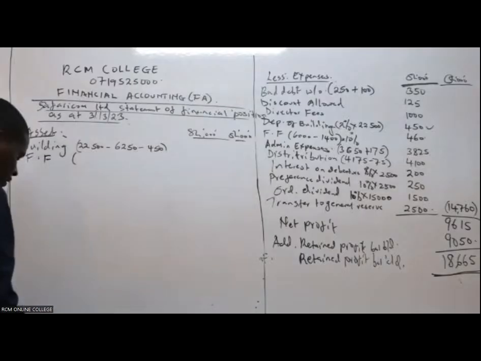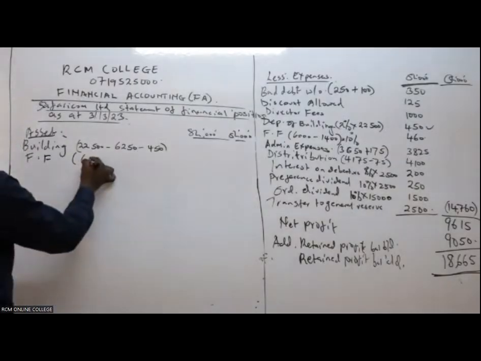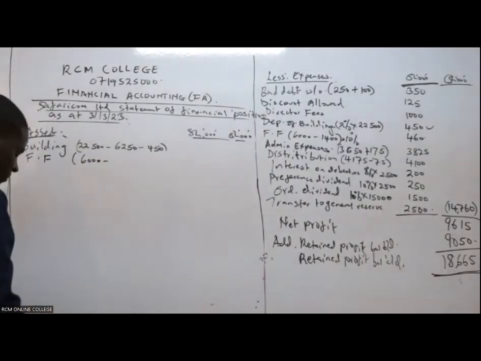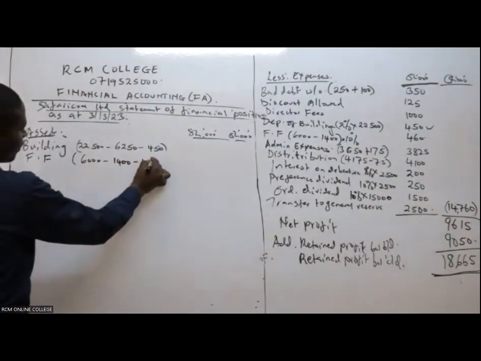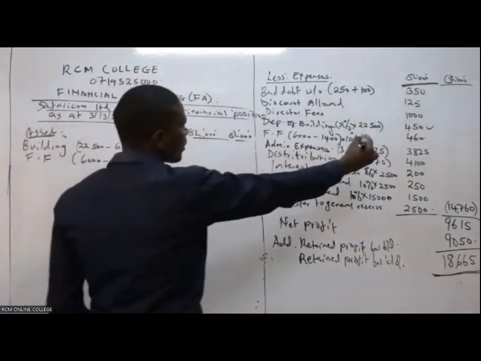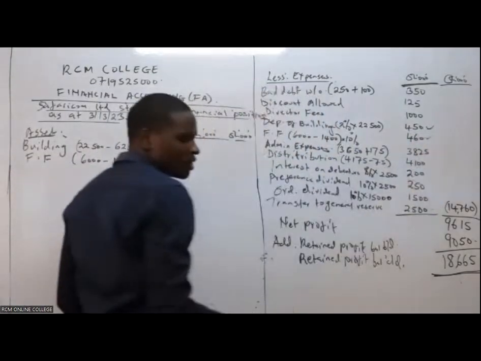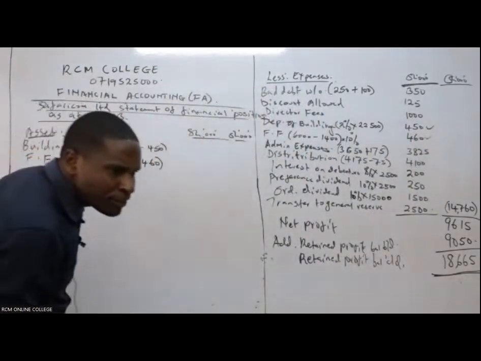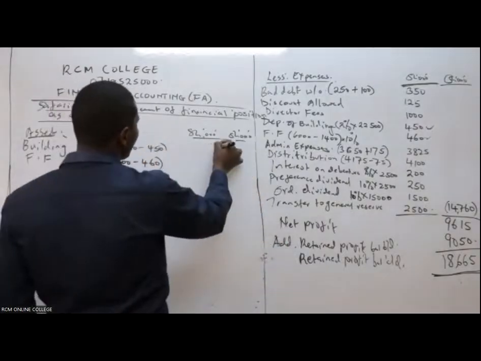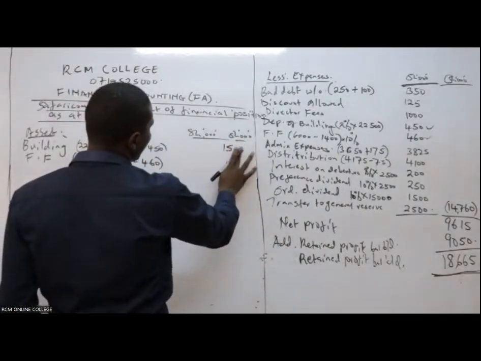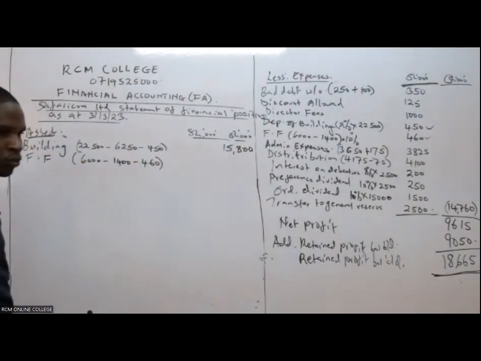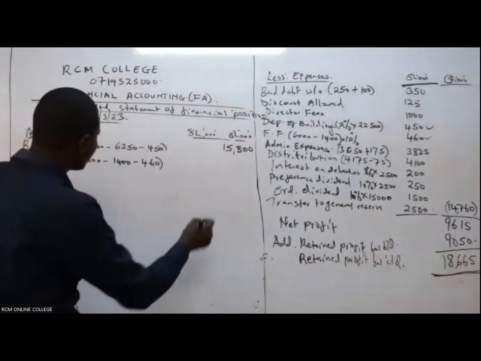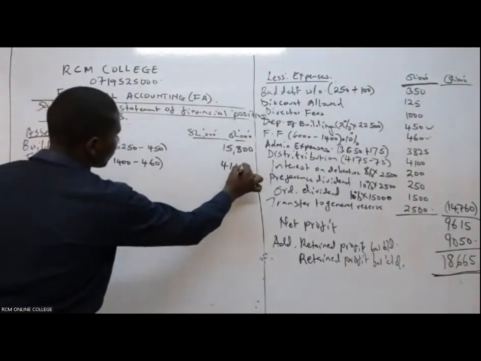Then we go to furniture and fitting. Furniture and fitting cost was 6,000. I minus the accumulated depreciation of 1,400. And then minus 460, which was depreciation for the year. I hope you remember. You give me that. Then 15,800, thank you Sharon. Sharon is doing a good job. Thank you, 4,140.